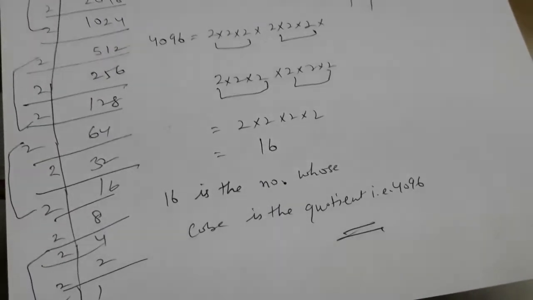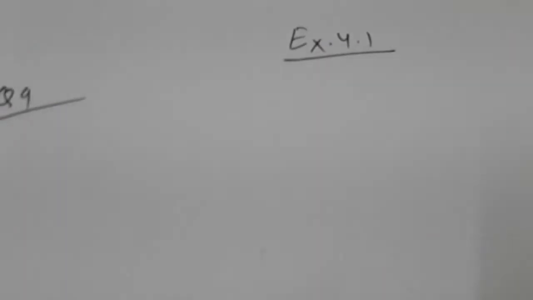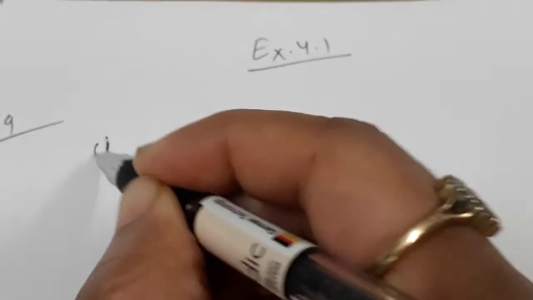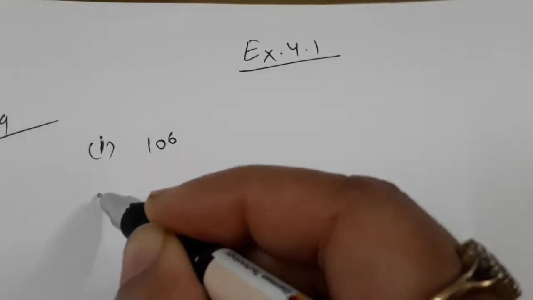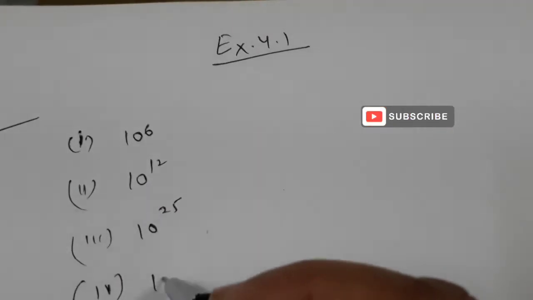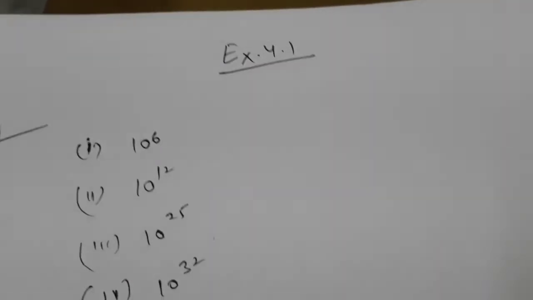Now come to question number 9 and 10 of exercise 4.1. Question number 9 says, which of the following are perfect cubes? We have been given 6 options. Options are 10 raised to the power 6, second 10 raised to the power 12, third 10 raised to the power 25, fourth 10 raised to the power 32, fifth 10 raised to the power 9, and sixth 10 raised to the power 15. So here we have been asked which would be the perfect cube.